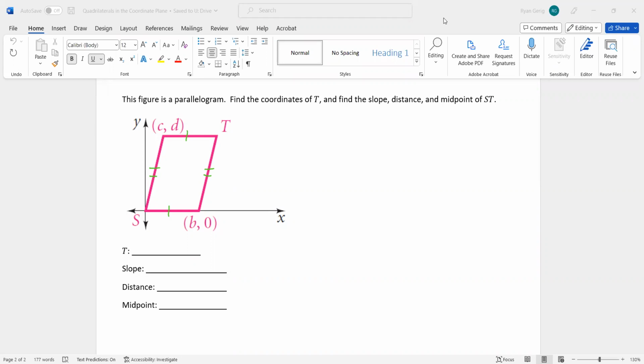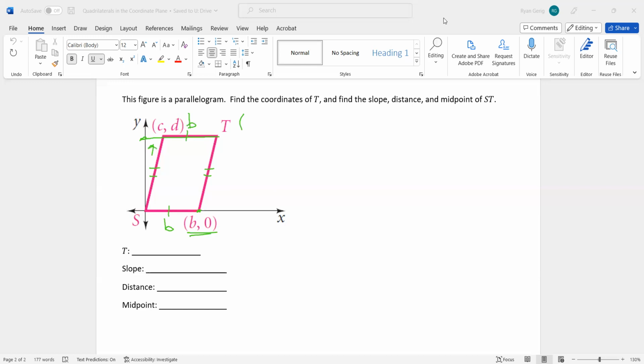The opposite sides are congruent. Well, that bottom side has the length of b. How do I know? Well, I look at this coordinate here. That point right there is (b, 0). That means the x distance is b. Well, if that distance is b, the opposite side is also b. Okay, well, that's going to help me find T, because T is measuring the distance from the y-axis all the way over to T. So it's b plus that distance right there.